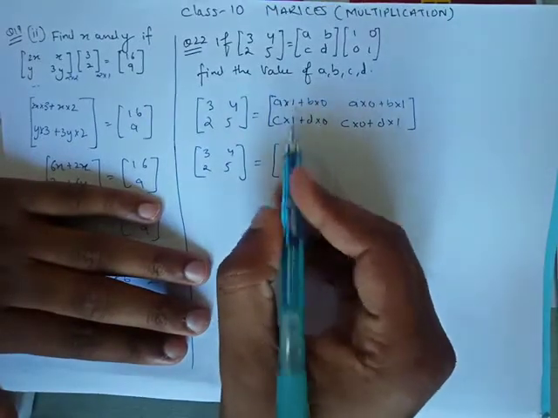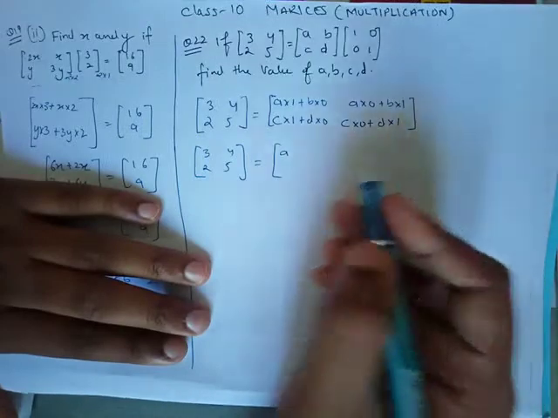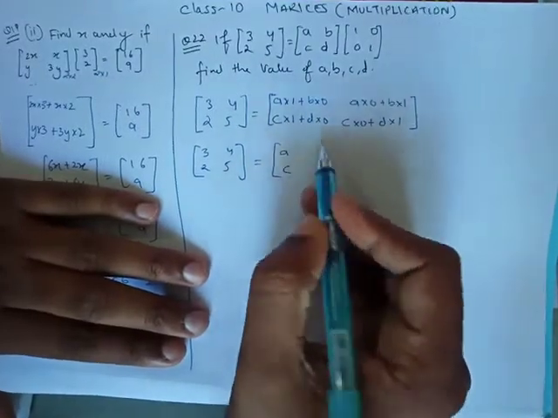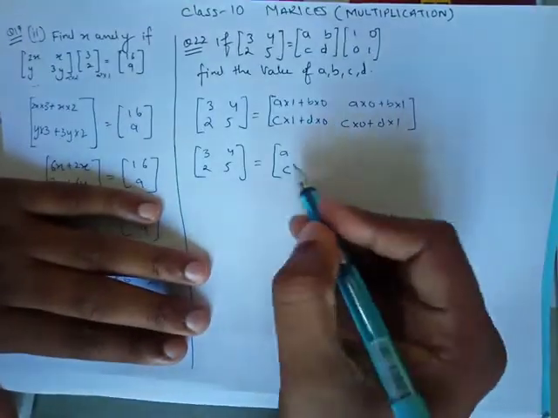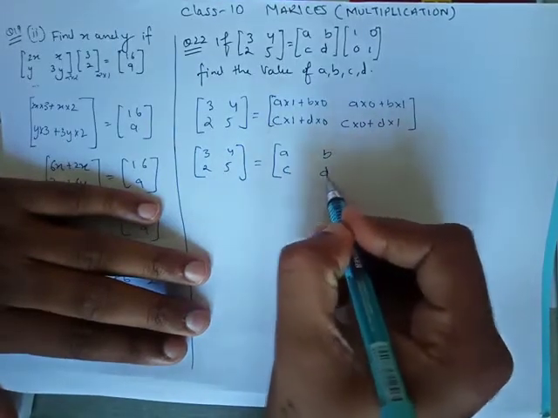A into 1, A. And then B into 0 is going to be B. C into 1, C. D into 0. Okay, so I got A, C, here I'll get B and here I'll get D.